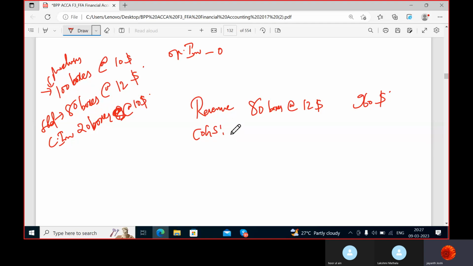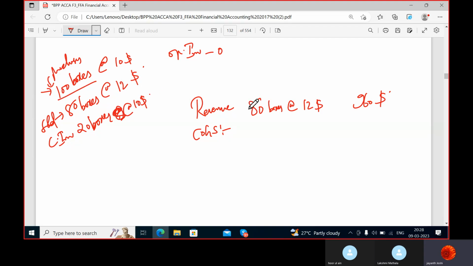So COGS, I have to take for how many boxes? Please tell me, 80 or 100. COGS, I have to calculate for 80 boxes or 100 boxes. Please tell me. I'm asking a question. 80. 80 boxes. Why 80 boxes? But I bought 100, no?